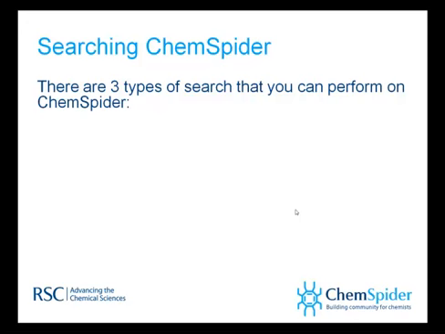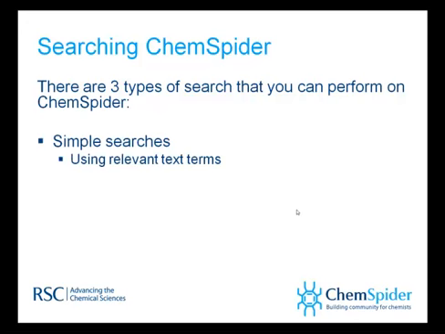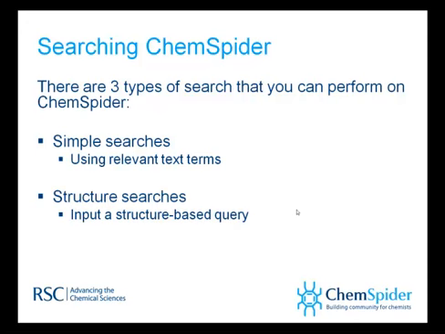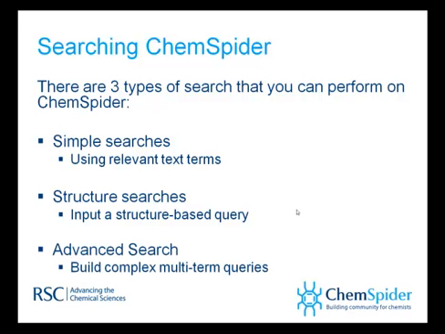There are three ways to search for a compound in ChemSpider. Doing a simple search using a text term, so a synonym, a name, a systematic name, or even perhaps a database registry number. The second form of search that you can perform is a structure search. And thirdly, we have an advanced search section which allows you to generate complex searches with lots of different queries.